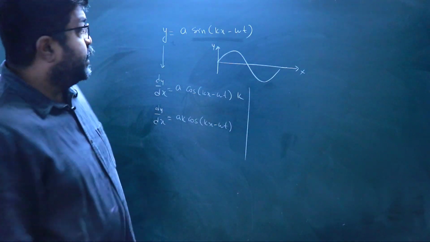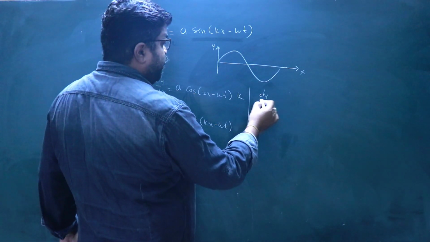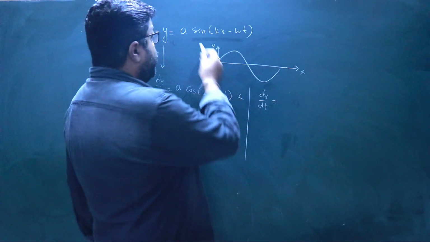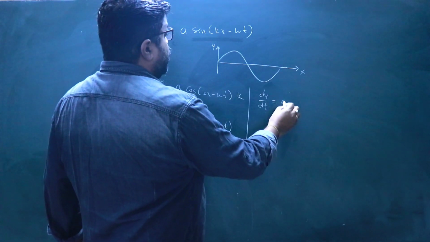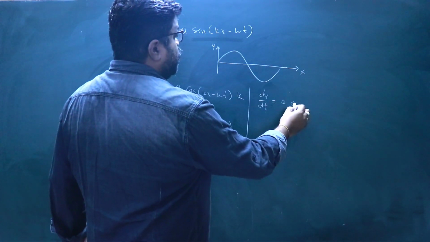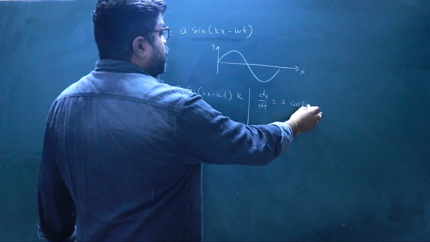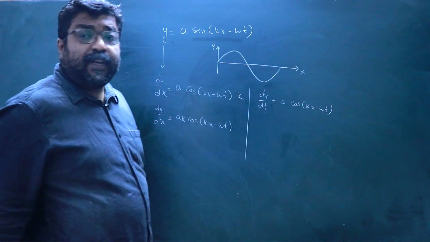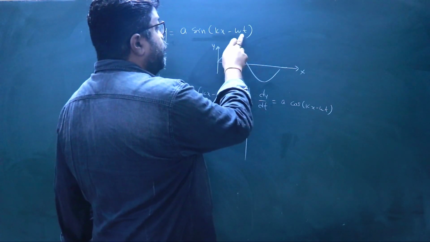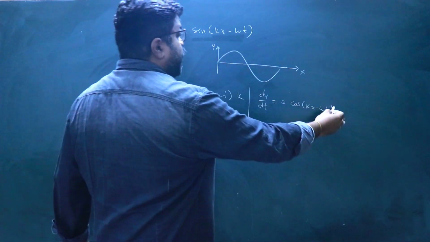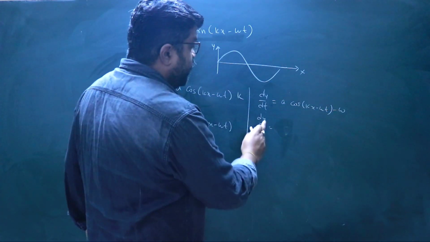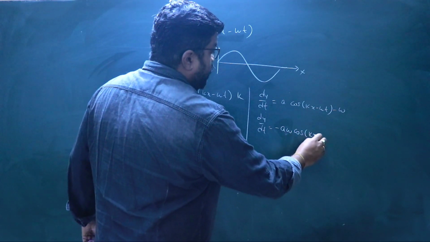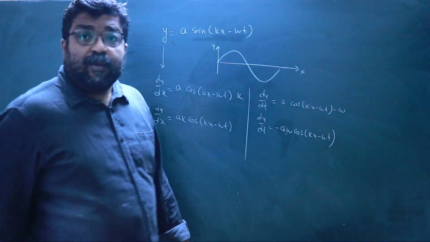Next let us find dy by dt. dy by dt is the particle velocity. If I differentiate this with respect to time, sine becomes cos(kx minus omega t), then I have to differentiate the argument with respect to time. kx is independent of time, here we have time, so this gives minus omega. So dy by dt is equal to minus a omega cos(kx minus omega t).